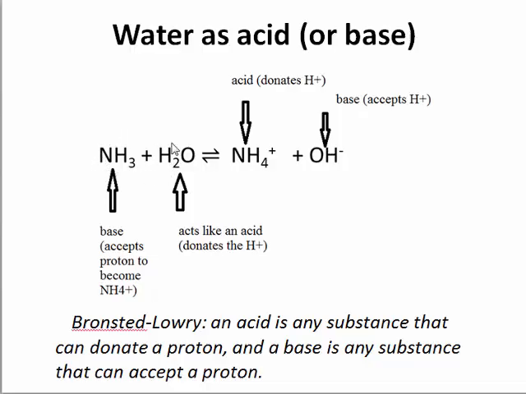Consider the reaction of ammonia and water to make ammonium and hydroxide. In the forward reaction, NH3 is a base and accepts a proton to become ammonium. And water is acting like an acid. It's donating the H+. In the reverse reaction, ammonium donates an H+. Hydroxide accepts an H+ to form ammonia and water.